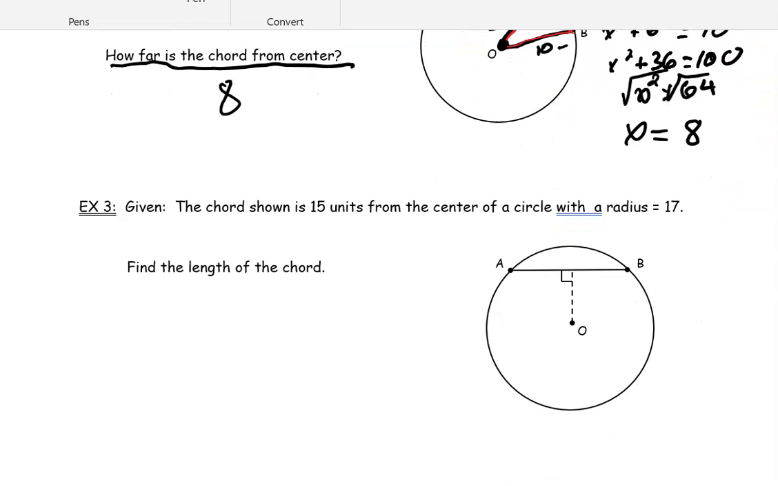3, the chord is 15 units from the center of the circle. So when a chord is said to be from the center of our circle, that's giving us this length right here.